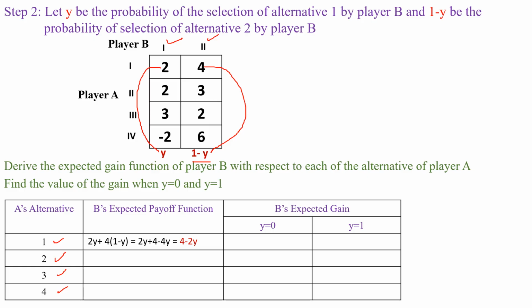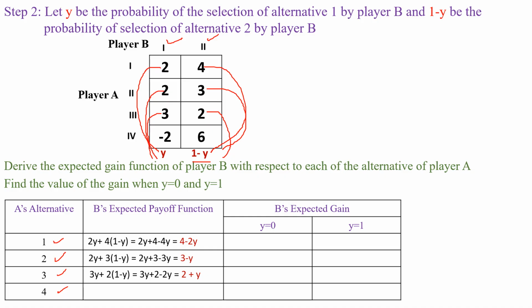Next we look at the second row. In the second row, B's expected payoff function will be 2 into y plus 3 into 1 minus y, which is equal to 3 minus y. Similarly, next we look at the third row. In the third row, B's expected payoff function will be 3 into y plus 2 into 1 minus y, which is equal to 2 plus y.